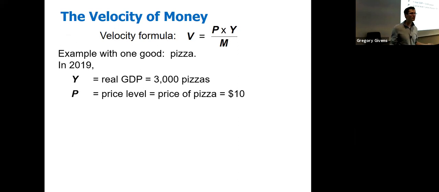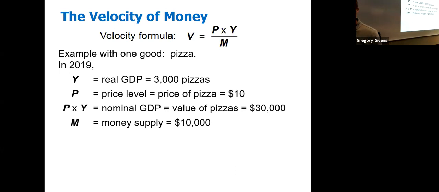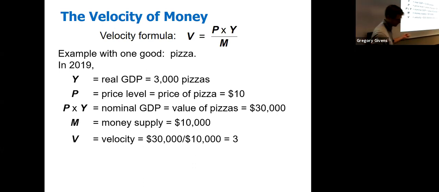What is nominal GDP in our economy? $10 times 3,000 pizzas is $30,000 worth of pizzas. That's the market value of this good. Let's further assume that the money supply in our economy is exactly equal to $10,000. So we literally have 10,000 $1 bills traveling around our pretend little economy. What must the velocity of money be equal to? It's simply nominal GDP, 30,000, divided by 10,000, giving us exactly 3.